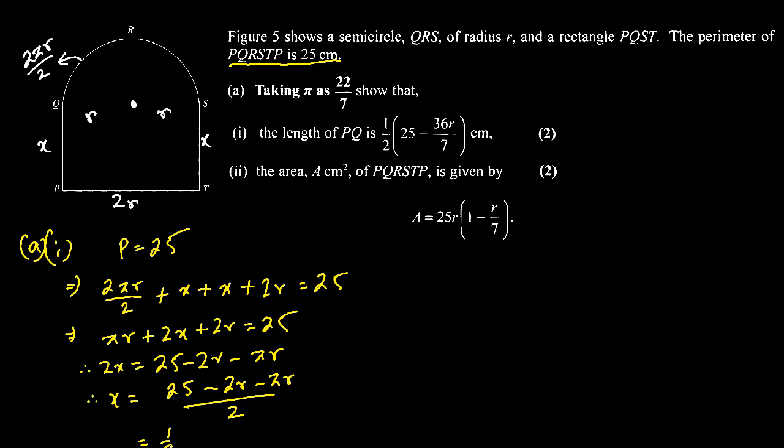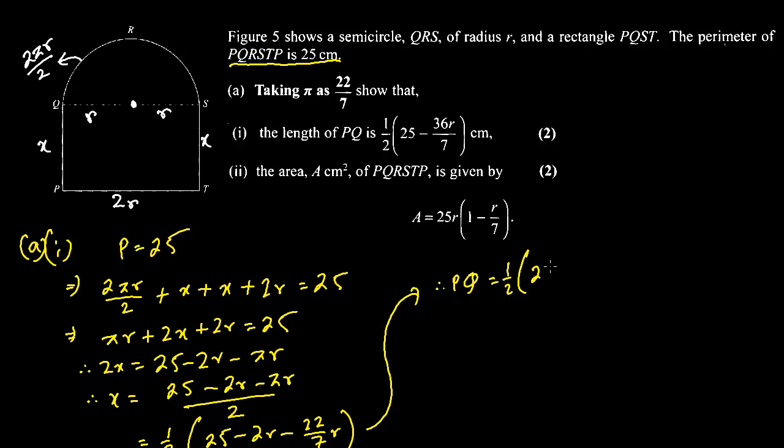So anyway, this is half, and we can write 25 minus 2r minus pi, which is 22 by 7, r. And if we use the calculator for the LCM, it would be therefore PQ equals half of 25 minus 2 minus 22 by 7, so minus 36 by 7 r. That is the expression for this PQ. Now we have to find the area of this region.